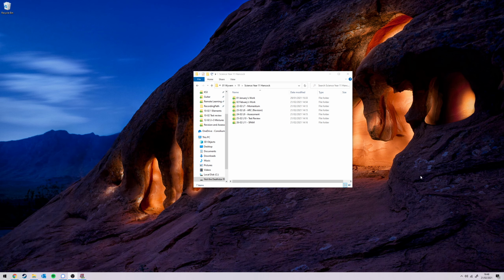We've pretty much finished this topic. The last thing we need to do is momentum before we do some revision. So we'll get straight into it. There's today's work folder, and here is the PowerPoint.